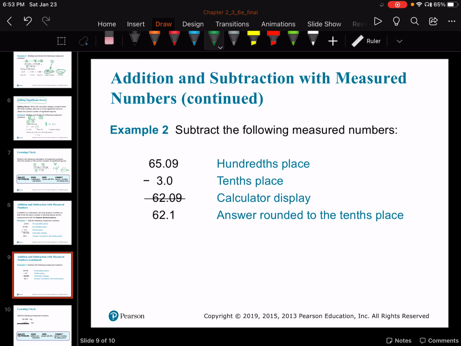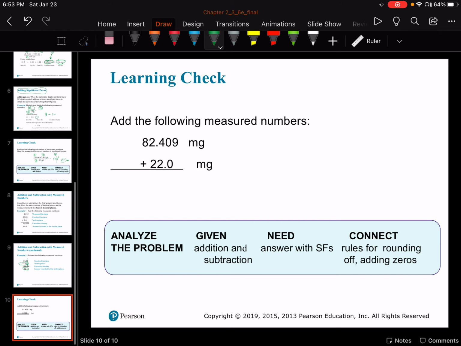Okay, so let's do another example. In another example, we're doing a subtraction problem, and I'm going to do the same thing again here. I'm going to go point, point, and I'm going to subtract these, and when I subtract them, I'm going to put my dotted line to the least precise, which only goes to the 10th place, and so therefore, my answer can only go to the 10th place. And I'm going to round up because it's 62.09. All right, is that helpful?